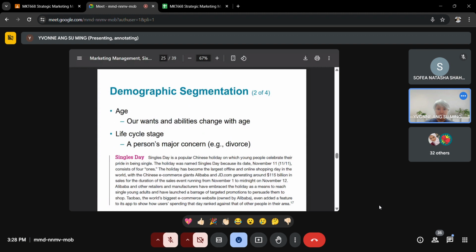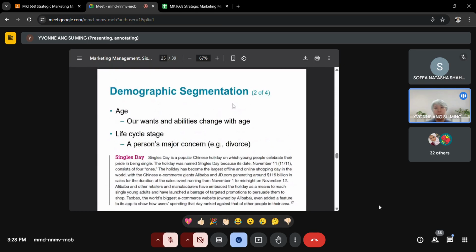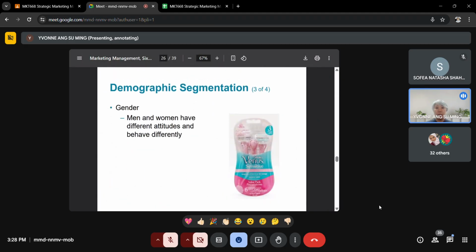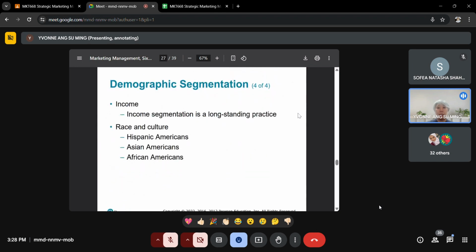So my point is that sometimes when we look at demographic segmentation, we can find some information that we've taken for granted that we can turn into something that fits into the consumer's daily lifestyle. Okay, gender, I won't go into it, because gender, I think, especially this example has been discussed many times already. So we know that this is a shaver, and shavers are differentiated into male shaver and also female shaver based on how the genders use the shaver.